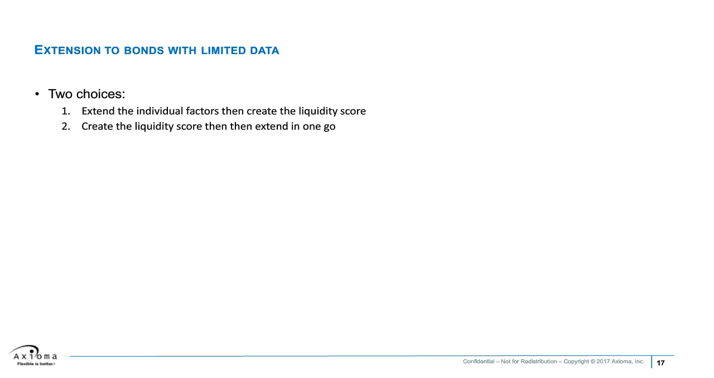So now we've looked at liquidity scores for bonds on which we do have data, we need to extend it to bonds with limited data. Really, we have two choices here. Either extend the individual factors and then create the liquidity score, or create the liquidity score on the bonds which have data and then extend in one go. Either way, it's all about choosing sensible comparables and making good use of what you do know.